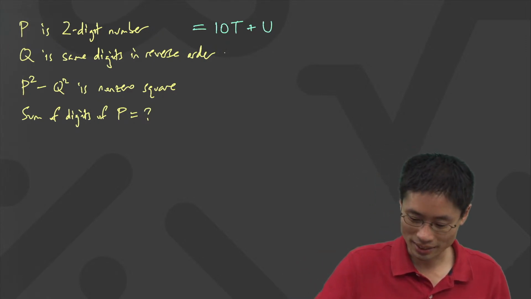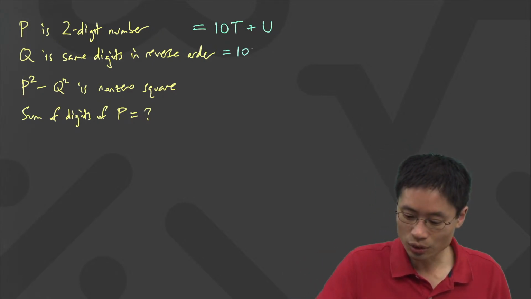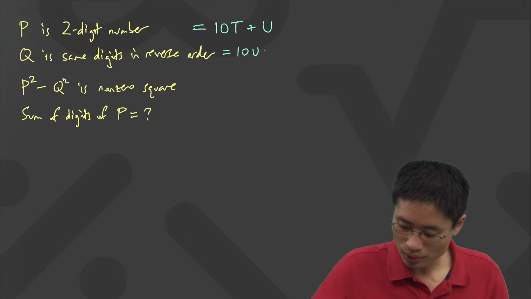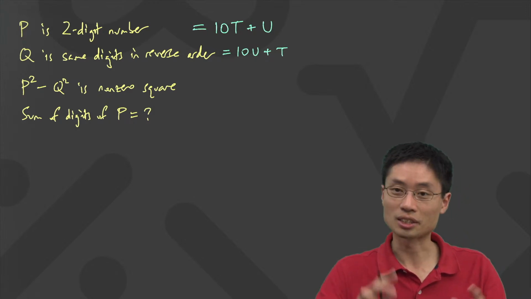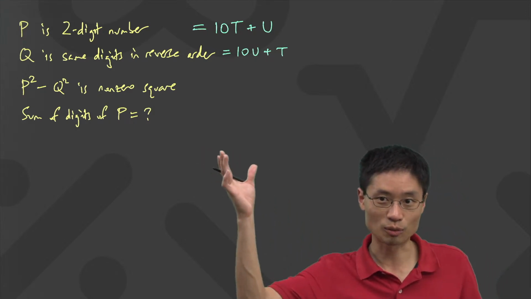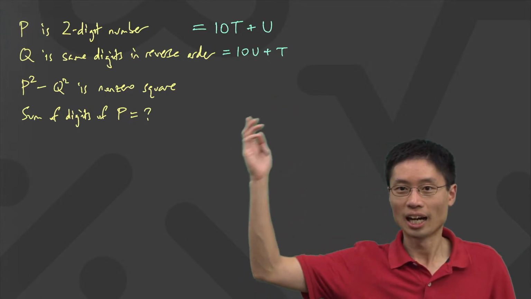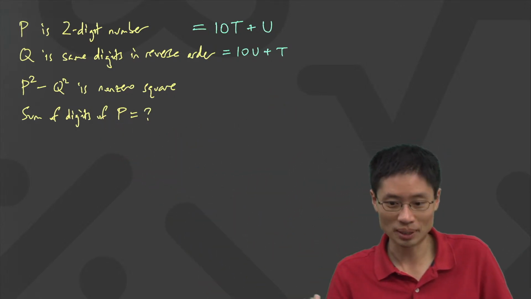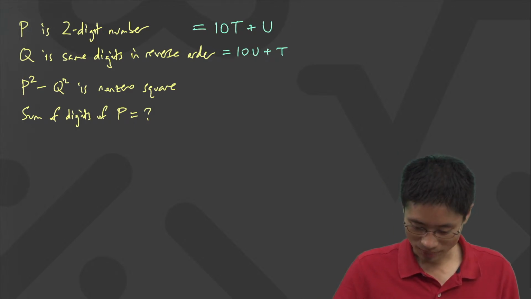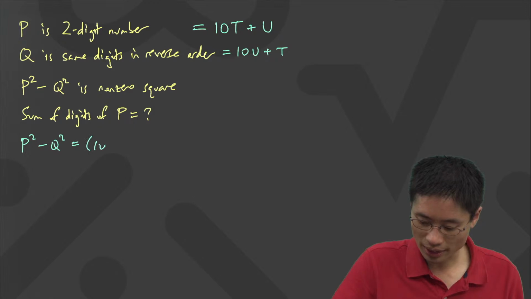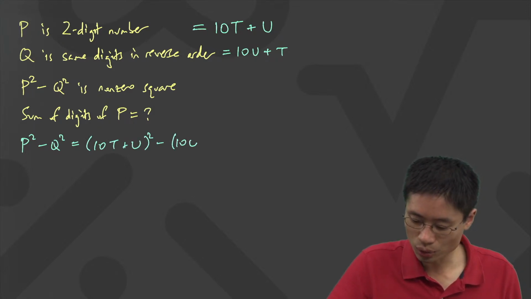But then q is nice. Q is 10u plus t, because I just flipped those digits. The digits of p are t and u, so I flipped them, okay? So now if I have this, I can just write down what this thing is. What's p squared minus q squared? Well, p squared minus q squared is just (10t plus u) squared minus (10u plus t) squared.